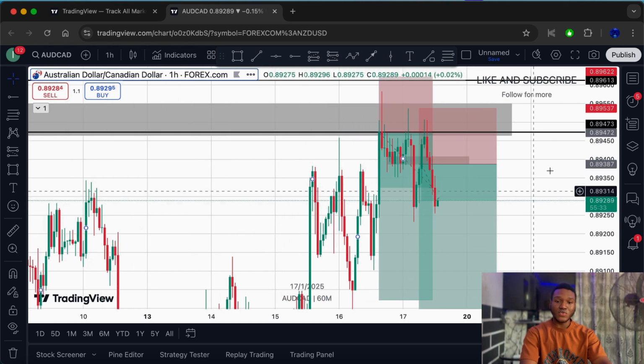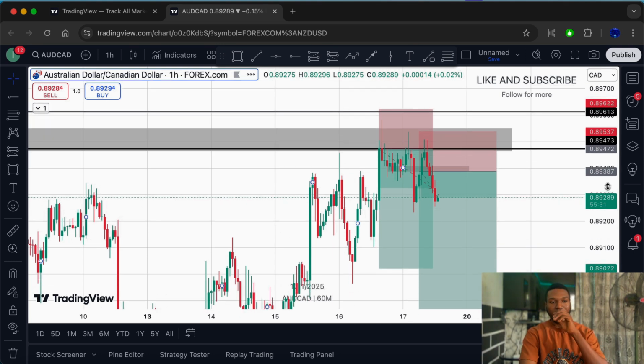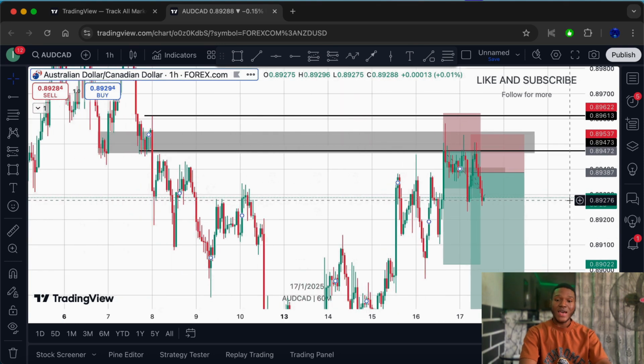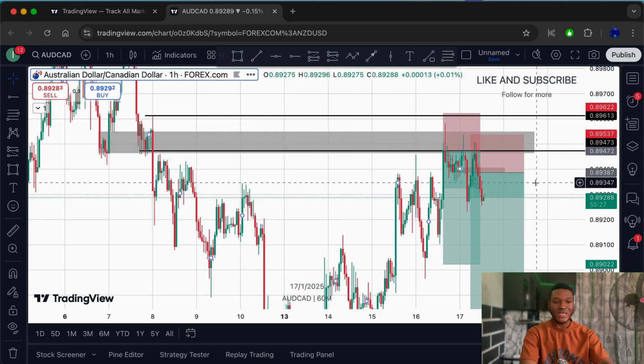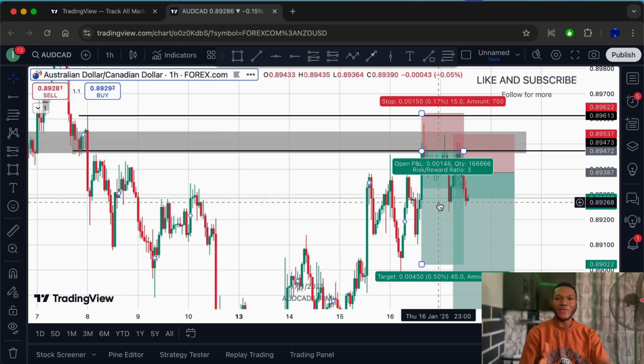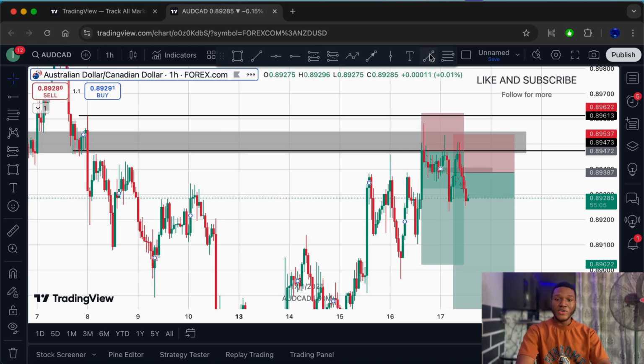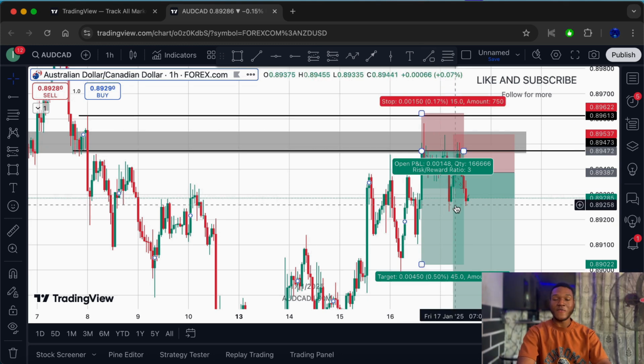So I actually have 2 trades running on this pair, AUD CAD, and they are going very, very well, as you can see. Now the reason why I would advise that you trade on lower and smaller time frames, like the 1 hour time frame on those pairs I give to you, is because you see this particular trade now is actually a 15 pips stop loss.